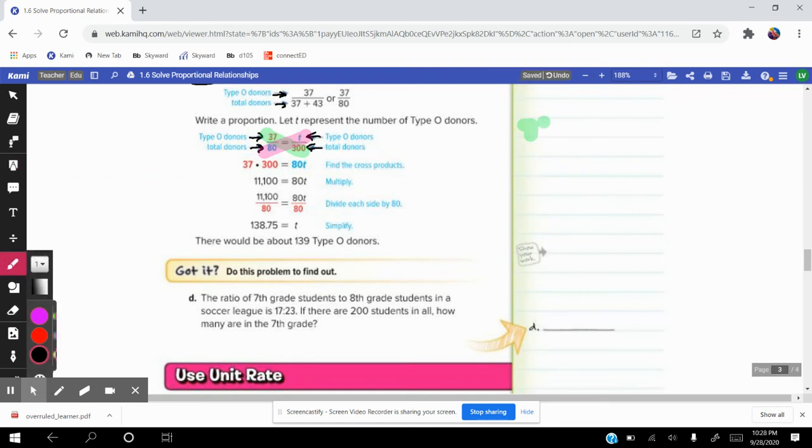Sorry about that. All right, if I want my 7th grade over my total, that's my ratio that I want to set up. So 7th grade, there are 17. My total is going to be 17 plus 23. So that simplifies to 17 divided by 40, because 23 plus 17 is 40.